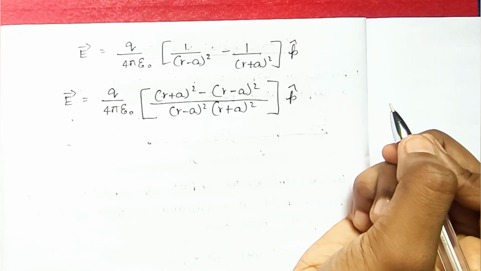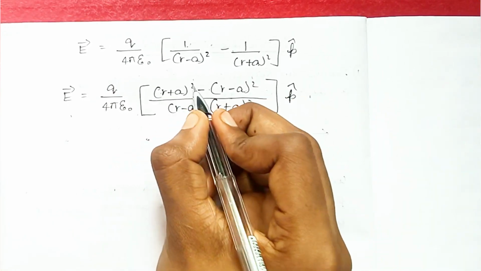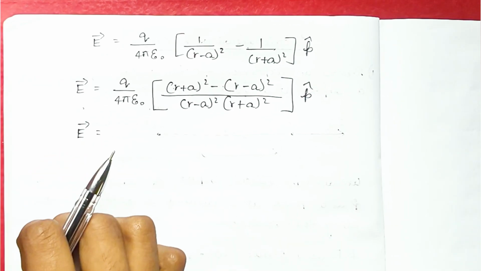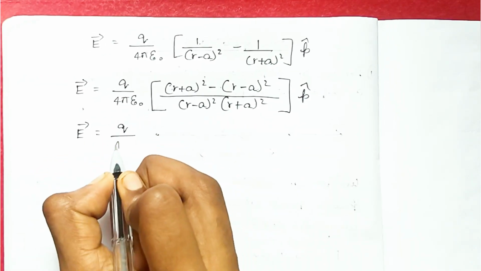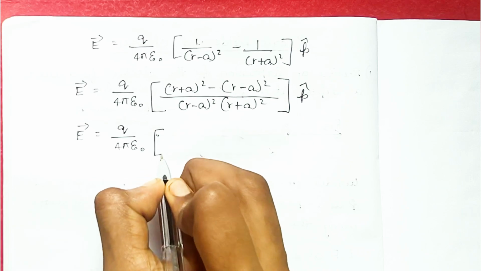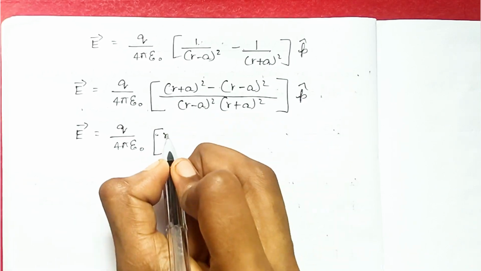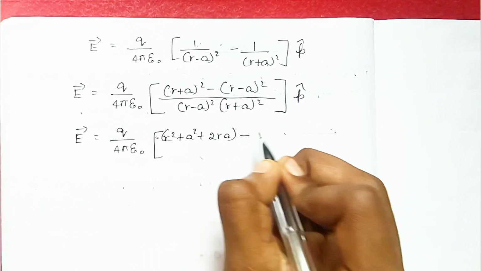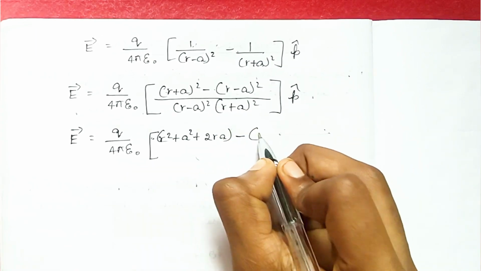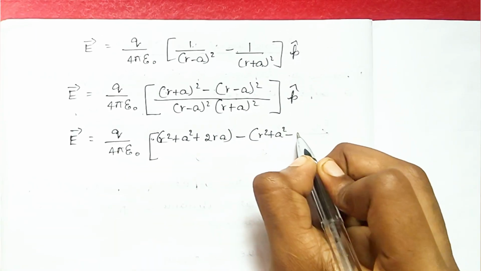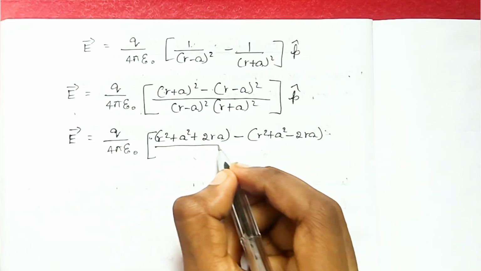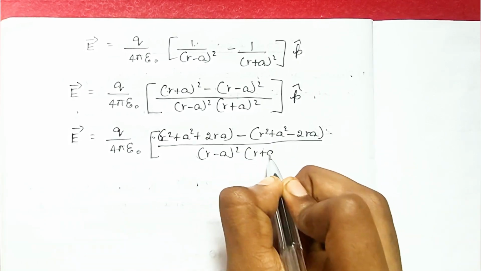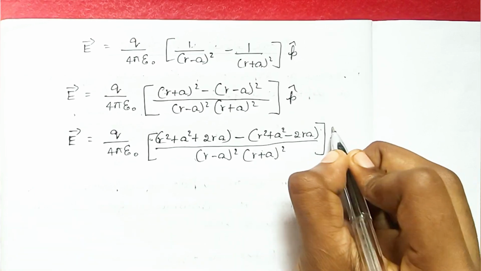Now we can apply the (a plus b) whole square and (a minus b) whole square formulas. So E vector is equal to Q by 4 pi epsilon naught into (a plus b) whole square formula, so r square plus a square plus 2ra, minus (a minus b) whole square formula, r square plus a square minus 2ra, divided by (r minus a) whole square into (r plus a) whole square into P cap.